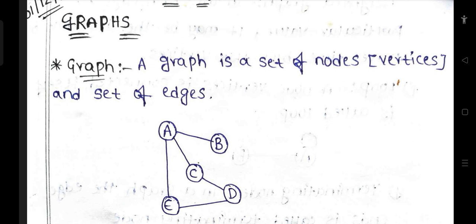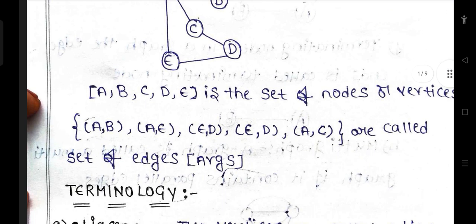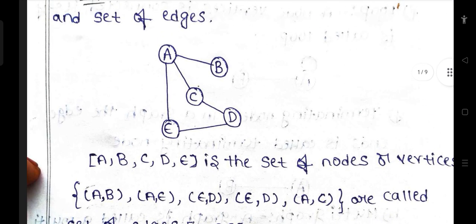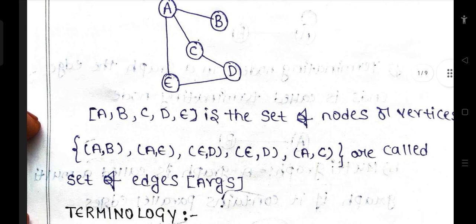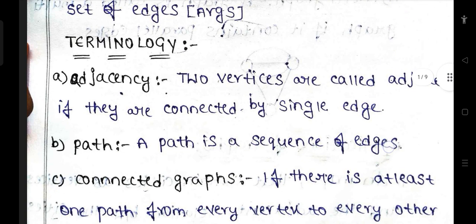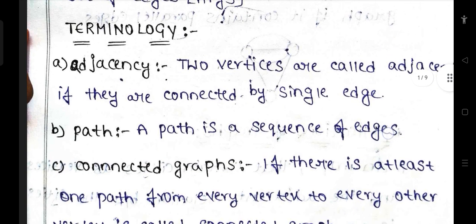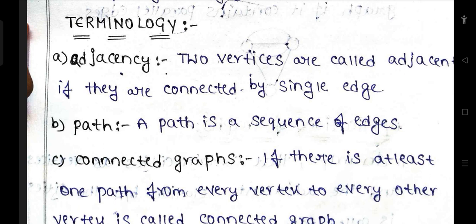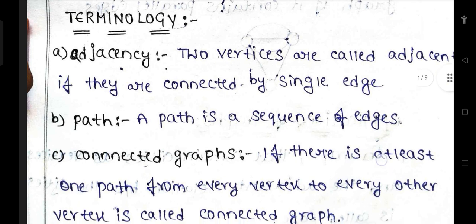A graph is a set of nodes and a set of edges. Here nodes are nothing but vertices. So a set of node vertices is nothing but the corners. Some terminology in graphs: adjacency. Two vertices are called adjacent, that means they are connected by a single edge. An edge is nothing but a path or a line that is attached to vertices.